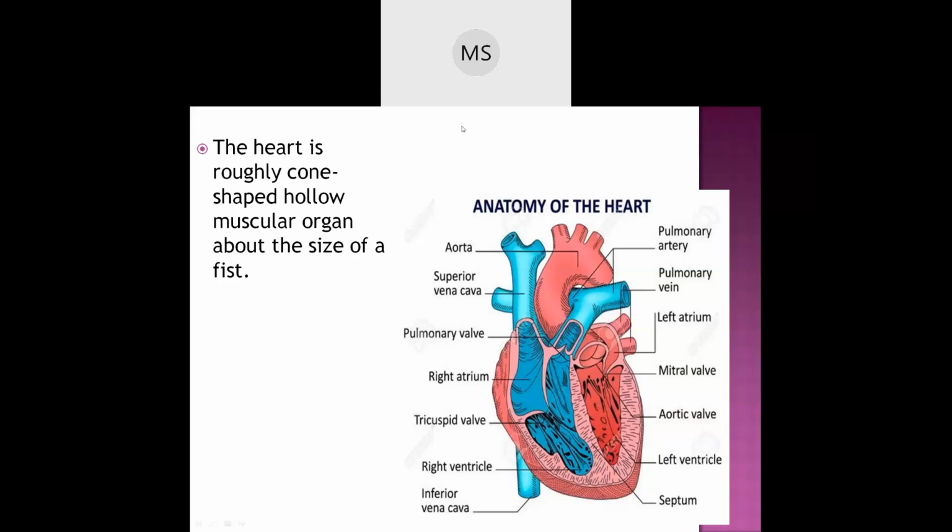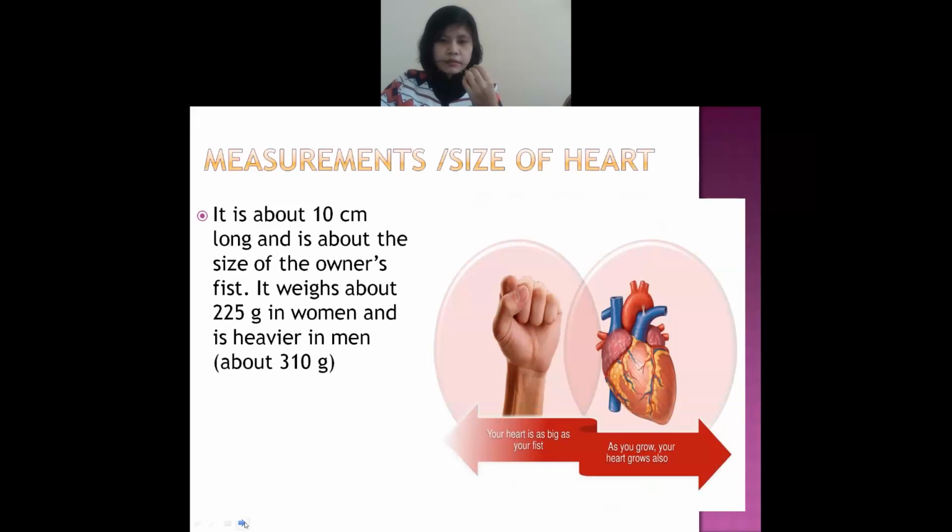The heart, you say. You say about the shape of the heart, all those. The shape of the heart is a cone-shaped hollow muscular organ, which is about the size of a fist of a human. Layers of the heart. It is about 10 centimeters long, and it is the size of a fist of the woman.